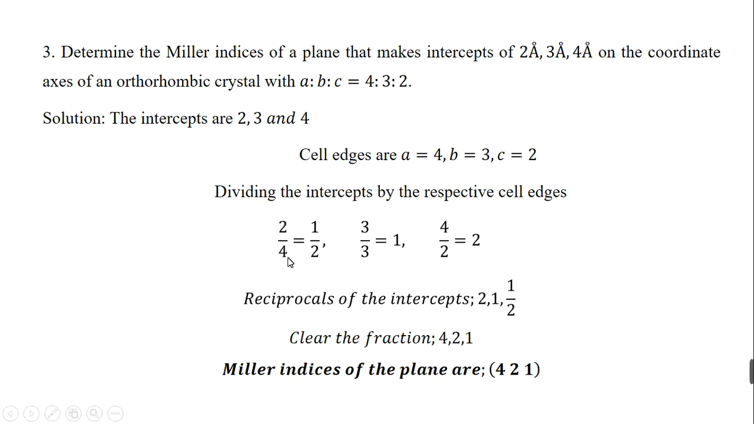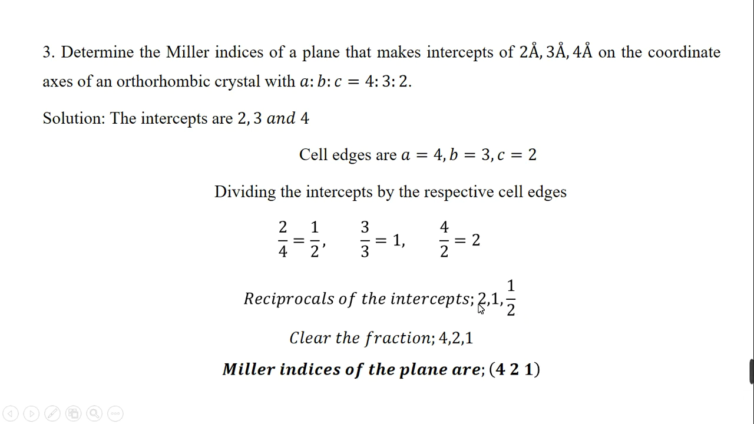2 by 4. Just see here, the x coordinate is 2 by a, which is 4. 3 by 3. Then 4 by 2. So it will become 1 by 2, this will be 1 and this will be 2. Now what we have to do? Take the reciprocal of the intercepts. Reciprocal of 1 by 2 is 2, this is 1 itself, and reciprocal of 2 is 1 by 2.